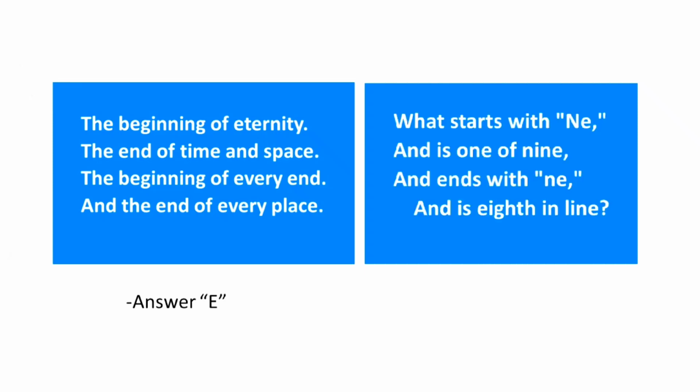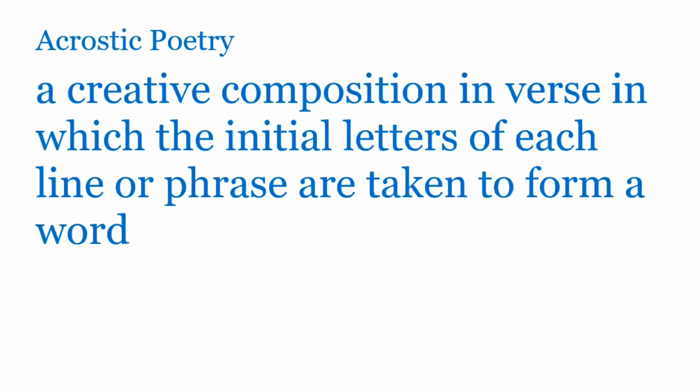Very good. Now, another riddle. What starts with NE and is one of 9 and ends with NE and is 8th in line? Do you know the answer? Yes, the answer is Neptune, for it starts with NE, ends in NE, and 8th among the 9 planets. Very good! The fourth other creative form of poetry is acrostic.